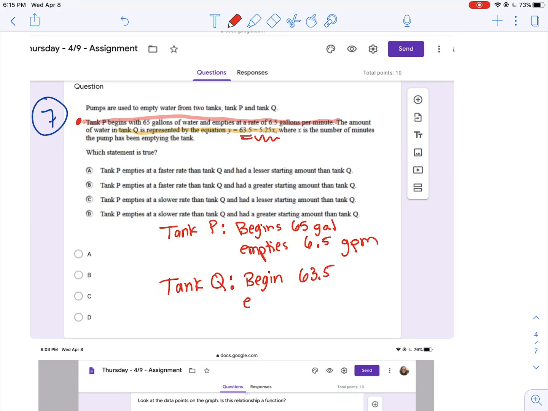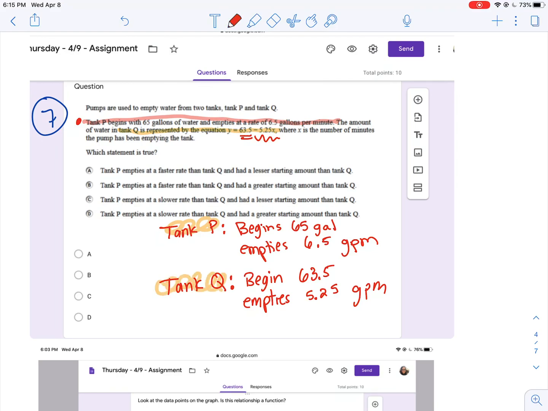What they're subtracting there, that's how fast it's emptying. So it empties at a rate of 5.25 gallons per minute. So based on my information that I just wrote, let's take a look at the statements.